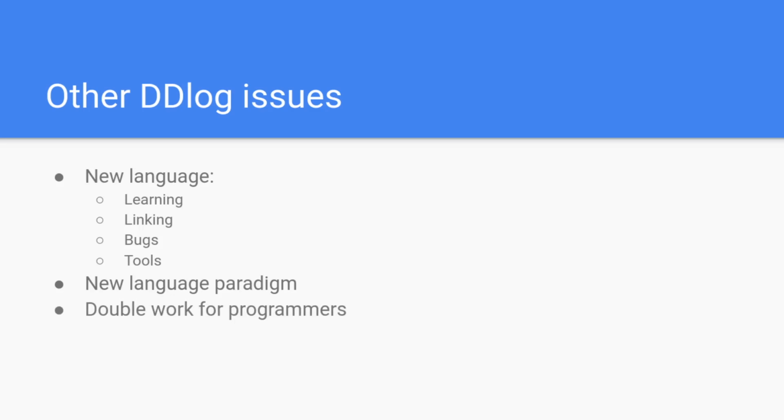And for these reasons, and in addition, the fact that DDLog compiles relatively slowly, especially from the viewpoint of C programmers, it's a bit of a problem. And all this adds up to some of the reasons why DDLog does not seem to be the way that OVN is going.